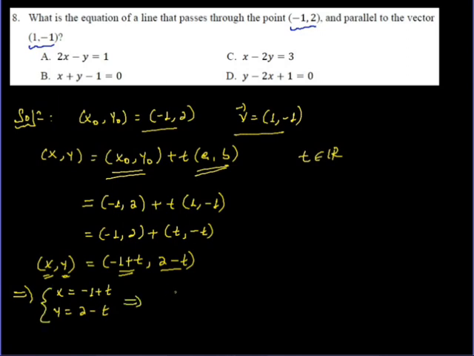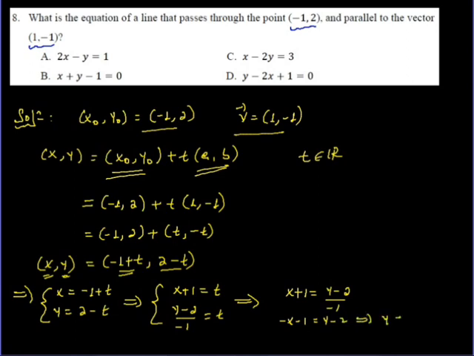Solving for t, from the first equation x plus 1 is t, and from the second equation y minus 2 over minus 1 is t. Okay, so this tells us the equation of the line. x plus 1 is equal to y minus 2 over minus 1, cross multiplying, minus x minus 1 is equal to y minus 2. So this implies y is equal to minus x plus 1, or collecting like terms, x plus y minus 1 is equal to 0 is the equation of the line. So we will search for this one from the choices. So our answer will be B.